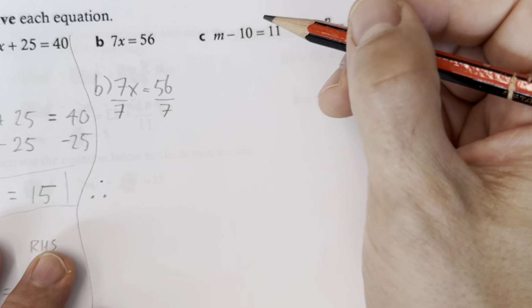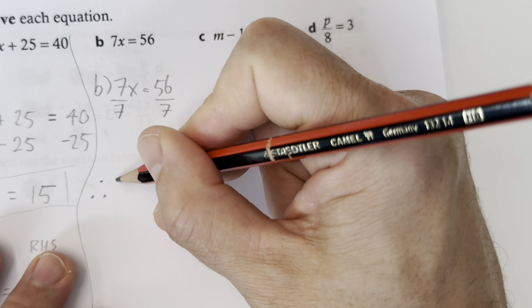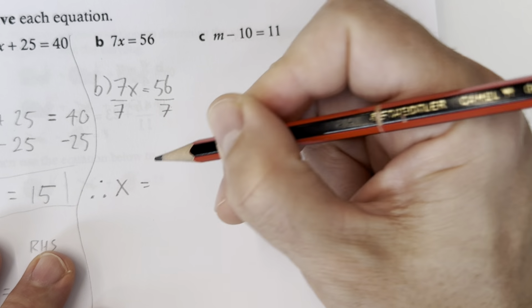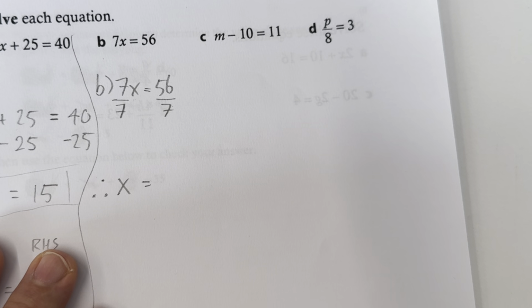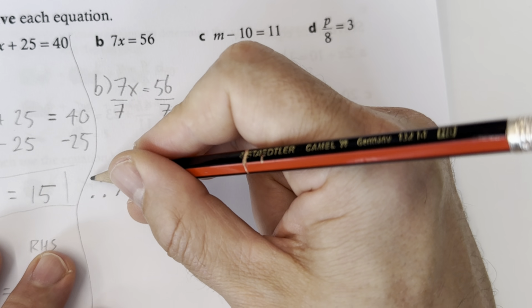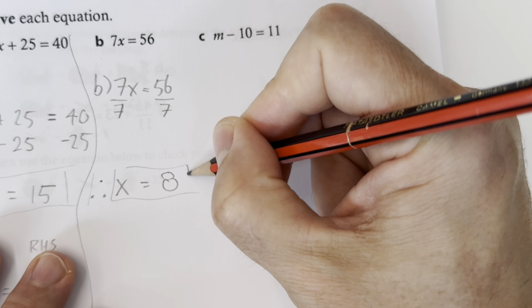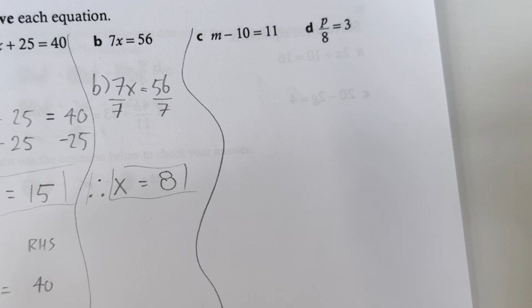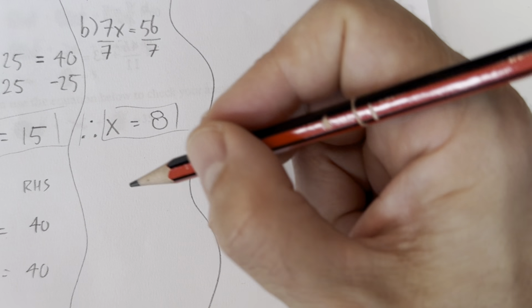7 divided by 7 is 1, so you get 1x. Well, here's 1x. You can see it, 1x. And bring down the equal sign. 56 divided by 7 is 8. And you're saying, well, x is 8 and 8 is x. Okay, well, if that's true, then we should be able to check our work.